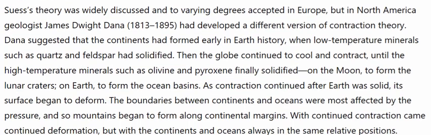Suess's theory was widely discussed and to varying degrees accepted in Europe, but in North America, geologist James Dwight Dana, 1813 to 1895, had developed a different version of contraction theory. Dana suggested that the continents had formed early in Earth history, when low-temperature minerals such as quartz and feldspar had solidified. Then the globe continued to cool and contract, until the high-temperature minerals such as olivine and pyroxene finally solidified. On the Moon to form the lunar craters. On Earth to form the ocean basins.